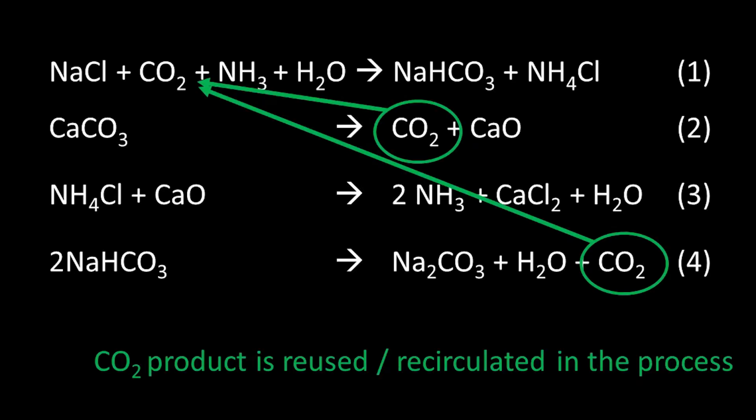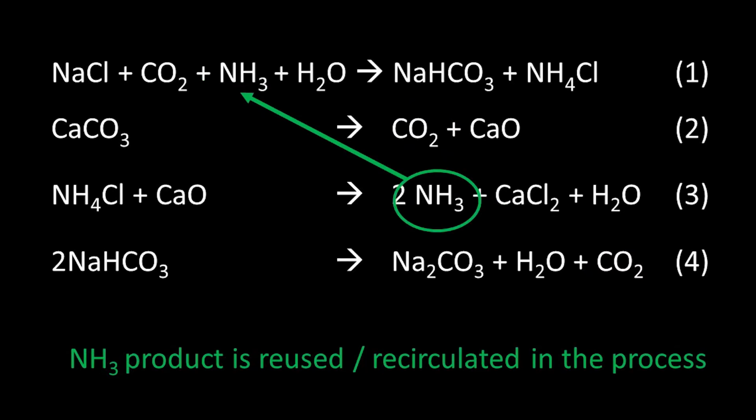CO2 is recycled and put back in the process. Also, ammonia is recycled and put back in the process. If we can come up with some ammonia to start the process, then we can keep the process going with very little additional ammonia. Practically speaking, there's always going to be some losses.